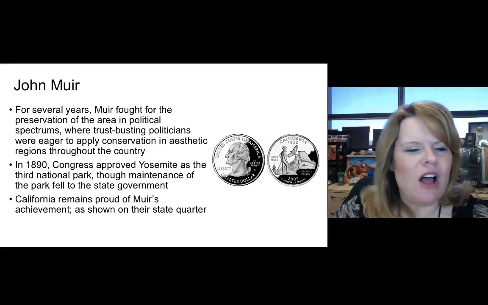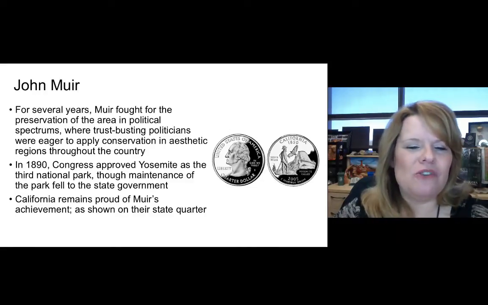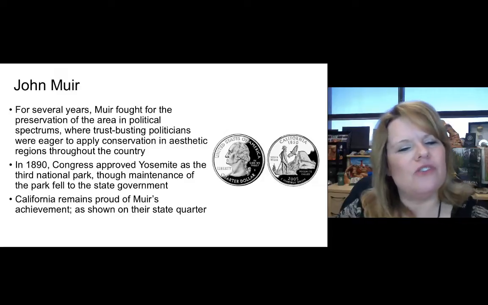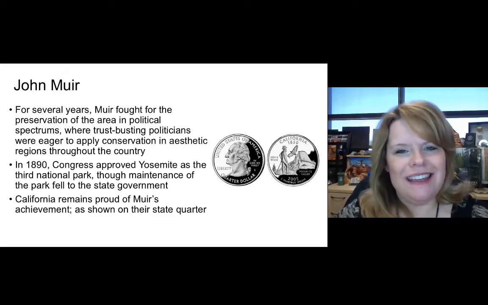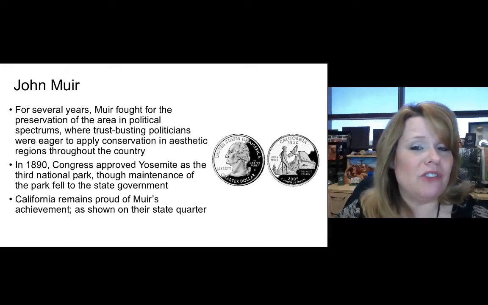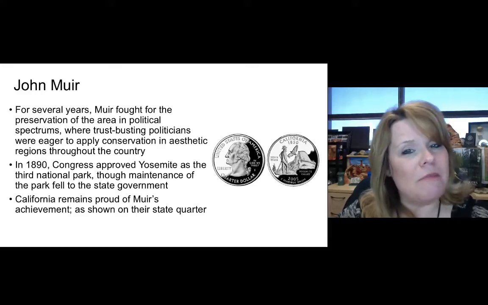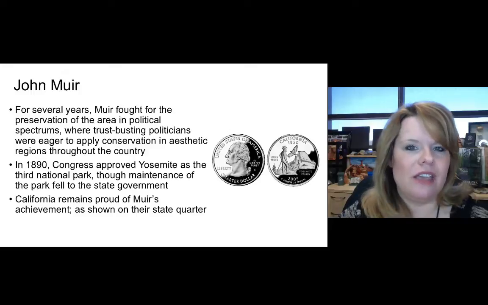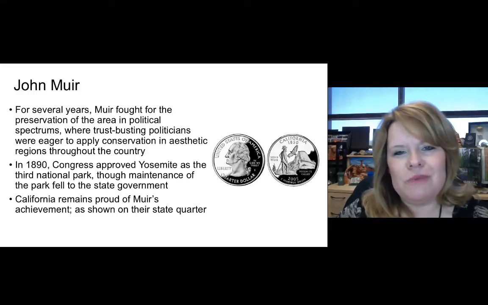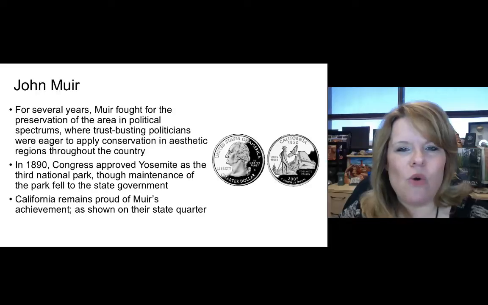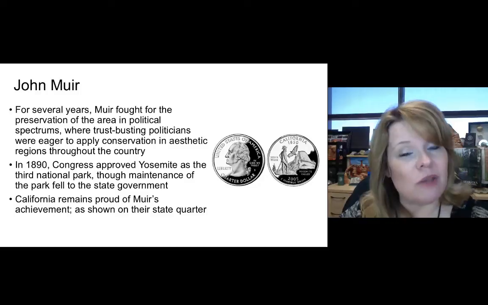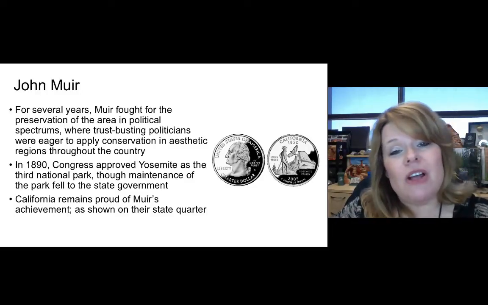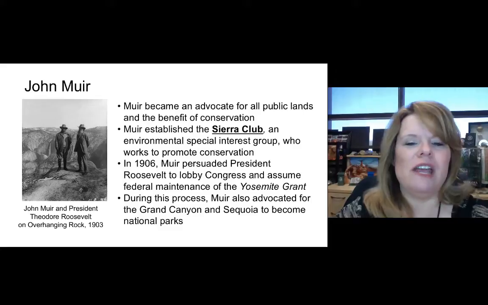For years, Muir fought for preservation of the area in political spectrums where trust-busting politicians were eager to apply conservation for aesthetically pleasing regions throughout the country. In 1890, U.S. Congress would approve Yosemite as the third national park, although the maintenance of the park still remained in the state's hands of California. So as I mentioned, Muir has the honor of being on a state quarter, not a president, but John Muir. That should tell you something about the importance of him to history in America and specifically to the Yosemite area.